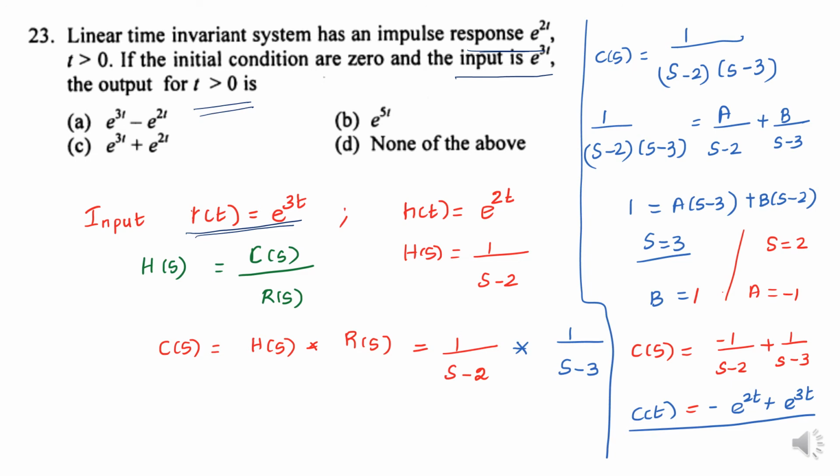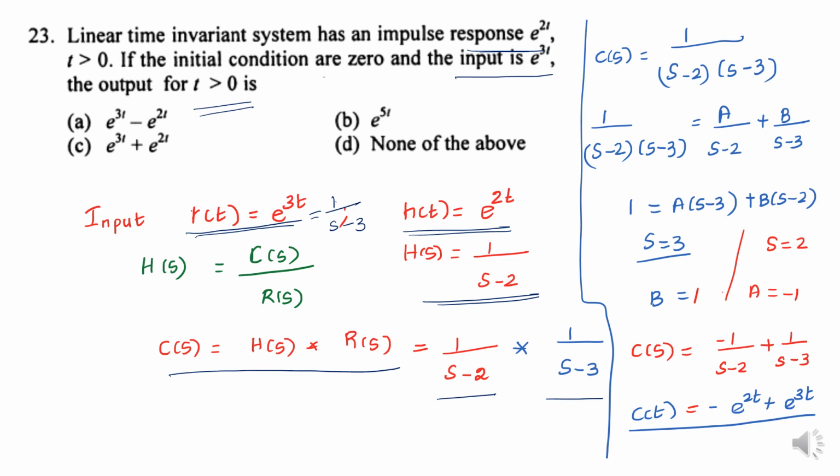First of all, I am going to find out the equation in frequency domain by applying the Laplace transformation. So what is the Laplace transformation? 1 by s minus 3. And h of t is given e power 2t. So what is the Laplace transformation? h of s is 1 by s minus 2. What is c of s? Multiplication of h of s and r of s. 1 by s minus 2, 1 by s minus 3.